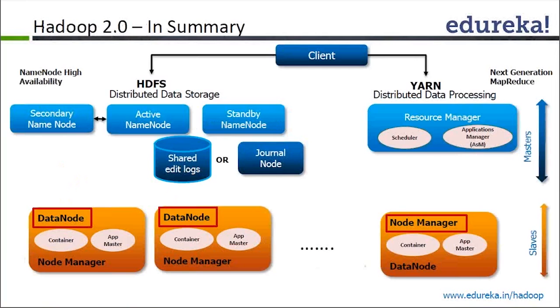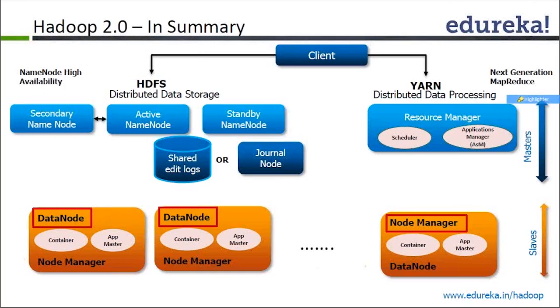Okay, so let's summarize this discussion, guys. In Hadoop 2.0, you have the concept of the active name node and the standby name node. Along with that, you can have multiple name nodes inside the cluster, and the secondary name node becomes optional. In terms of processing, you have the concept of the resource manager and the node manager.